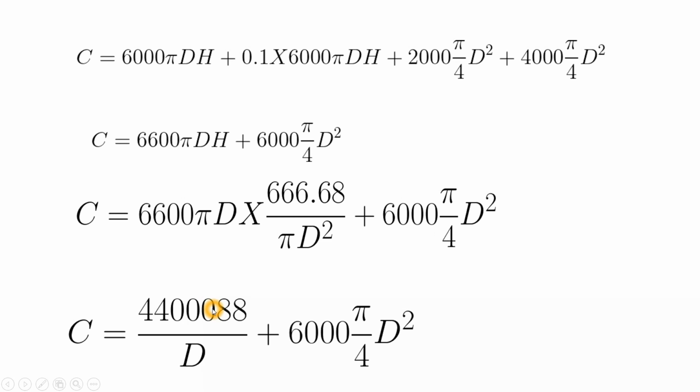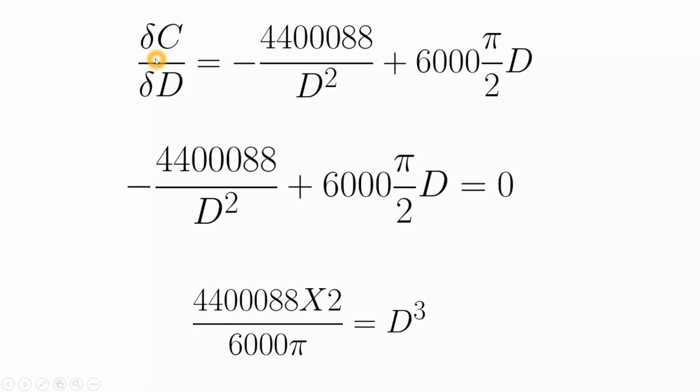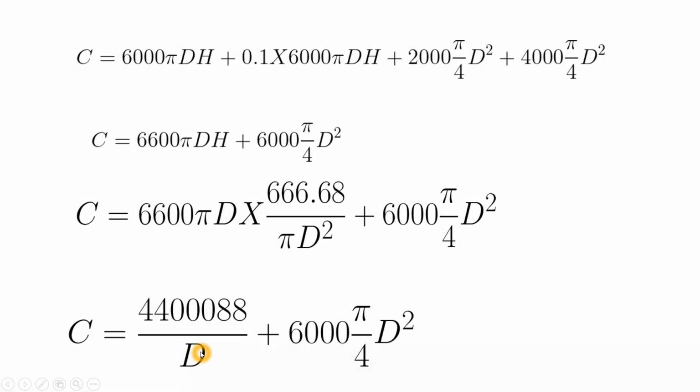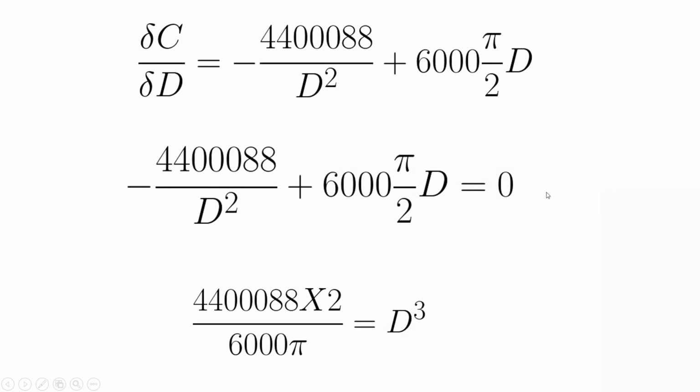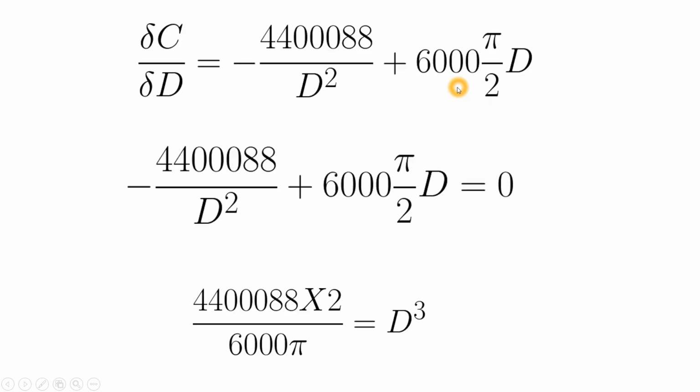Now we need to know the optimum diameter for which the cost will be minimum, right? So we just need to do the partial differentiation with respect to d. Del c over del d is equal to minus this plus this. You can see here d square and here minus, and it will be 2 pi by 4 into 2, it will be pi by 2. So from this we will put it equal to 0. After solving we get d cube is equal to this. Then finally we get d is equal to 7.758 meter. This will be the final answer.